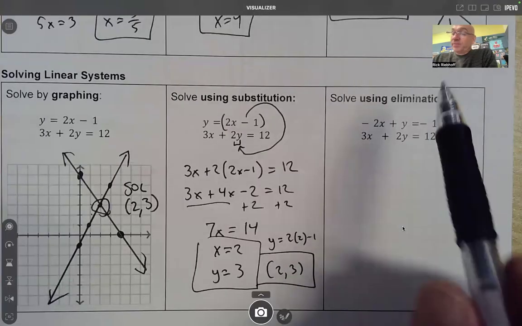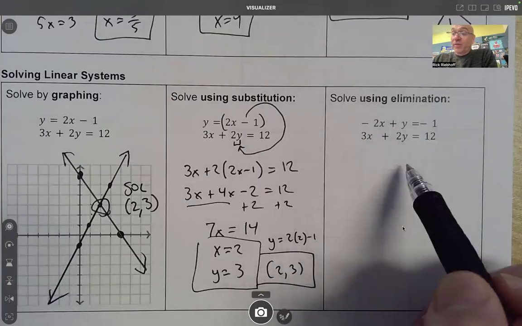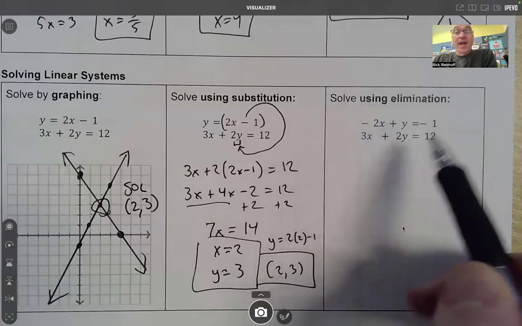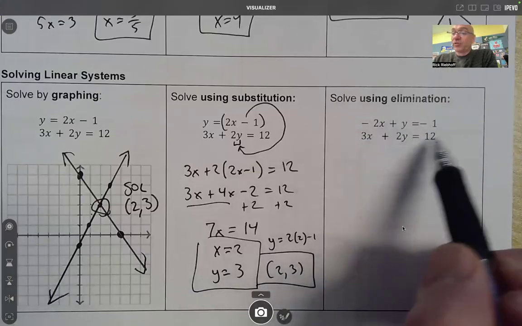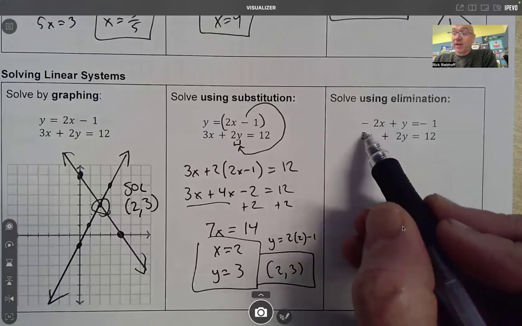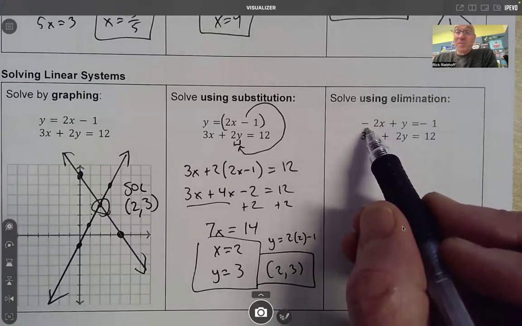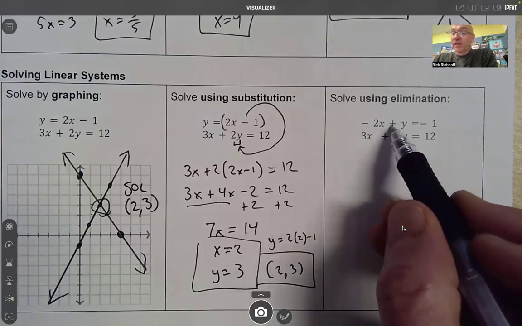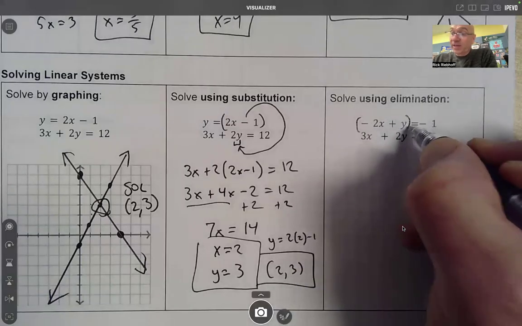Solve using elimination. Elimination means I'm adding down. But when I do that, something has to go away. And if I add down now, I get 1x and I get 3y. I didn't eliminate anything. So I need to change one of these two so that we do eliminate. So I either need a negative 3 out front here, which I could do by multiplying by 1.5, or I need a negative 2 here so that negative 2y cancels out positive 2y. I think that's the easier way to go.